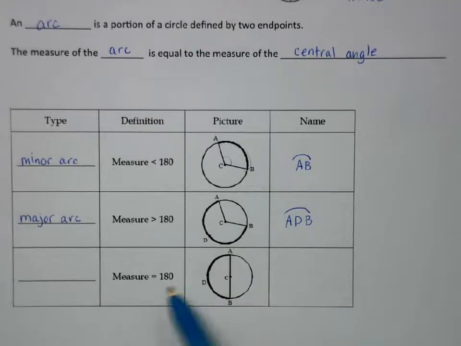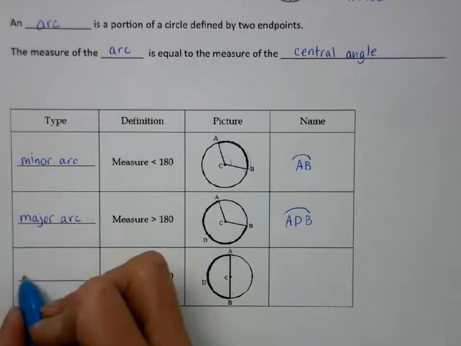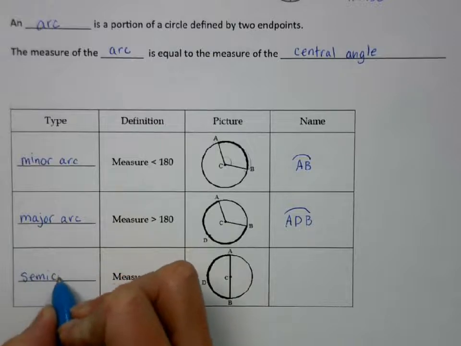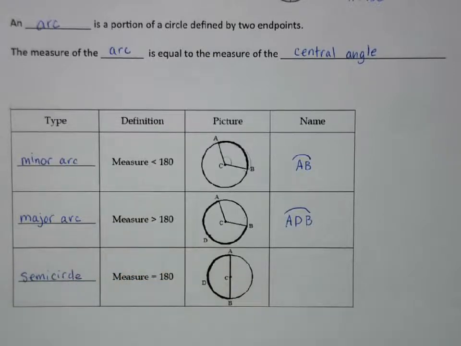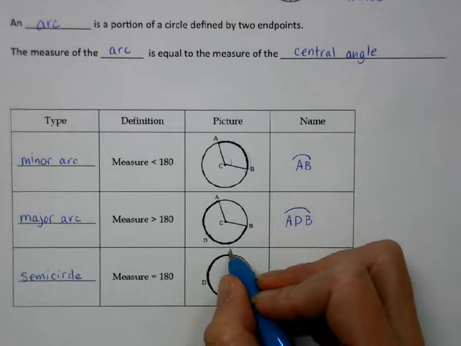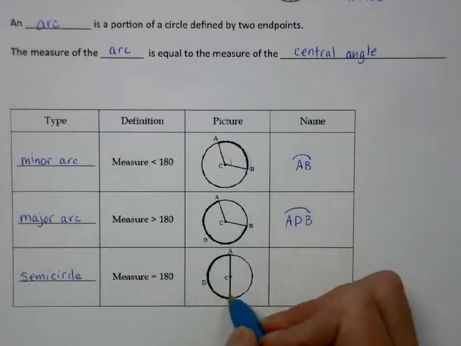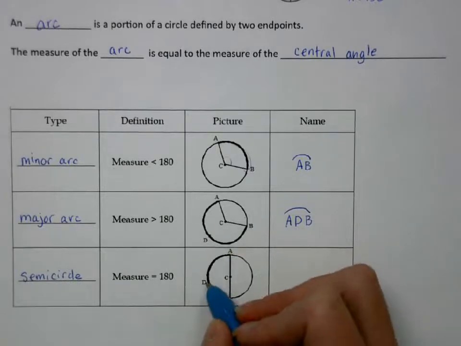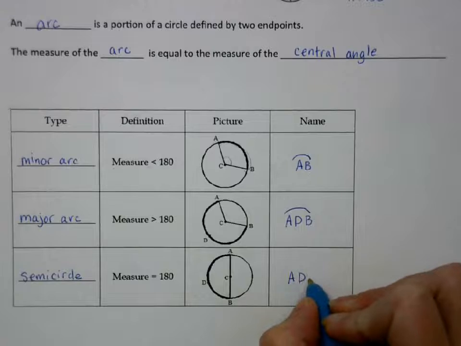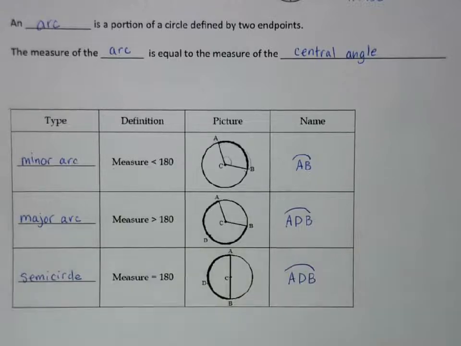Last type is if it equals 180, then it is a semicircle. And again, we have to indicate direction, because if I have AB, I don't know if I'm going this direction or this direction. So this would again be arc ADB.